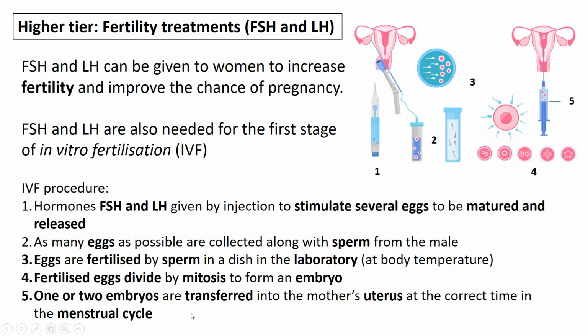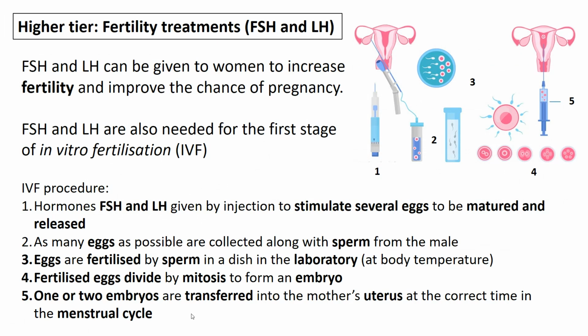We can also manipulate the menstrual cycle in order to treat people for fertility treatment. So if you're trying to have a baby, one way you can do it is by increasing the number of eggs you produce. If you give injections of FSH and LH, you should mature and release more eggs, and that increases the chances of getting pregnant. These two hormones are also really important in the first stage of in vitro fertilization. That is when fertilization doesn't happen in the oviduct, it happens in a dish in a laboratory.